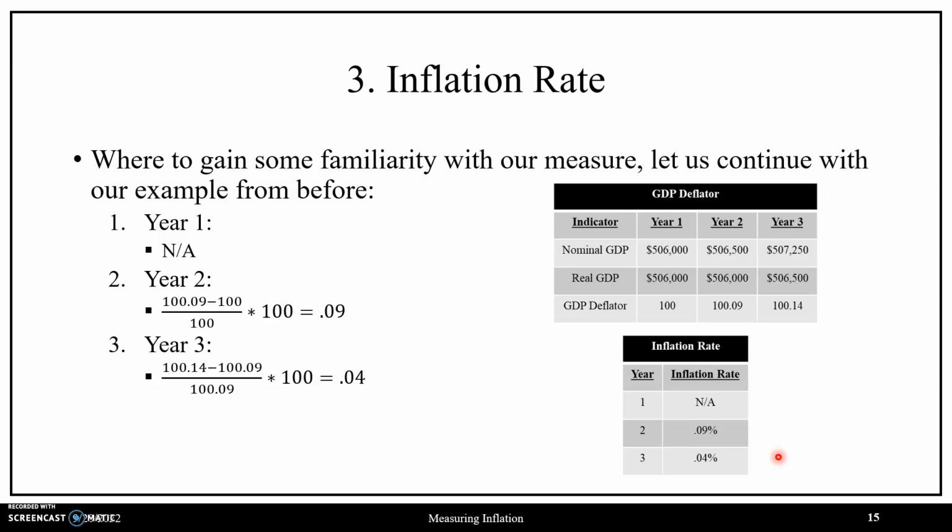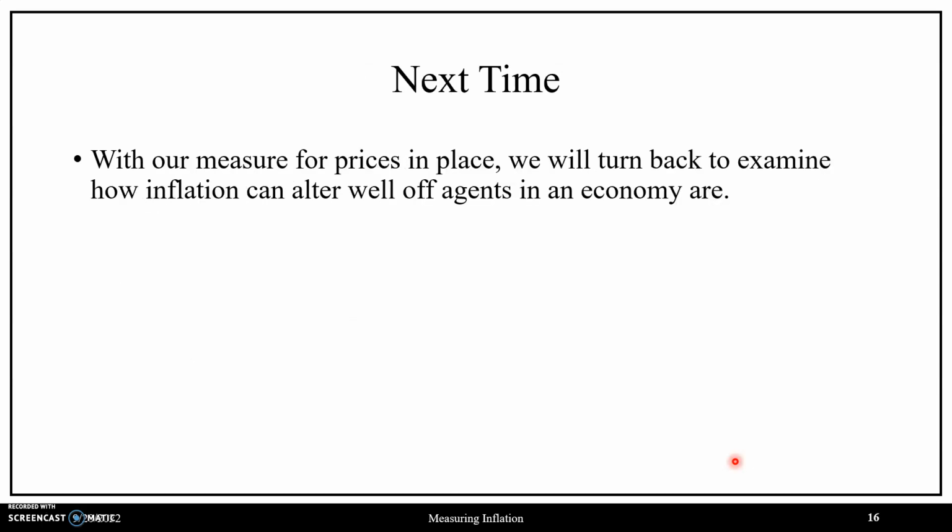As we mentioned in the prior slide, when we were just looking at increases in the price level, we saw that inflation was present, and through the inflation rate we were able to quantify it and conclude that going from year 1 to year 2, the inflation rate is 0.09%, and going from year 2 to year 3, it is 0.04%. We can make a further statement too: although there is inflation present going from year 2 to year 3, the inflation rate has decreased by 0.05 percentage points. So with some familiarity with the price level of an economy through the GDP deflator, as well as a measure for price changes through the inflation rate, what we will pick up next time is to turn back and examine how inflation can alter how well off agents are in an economy.